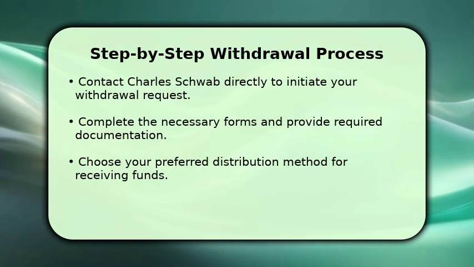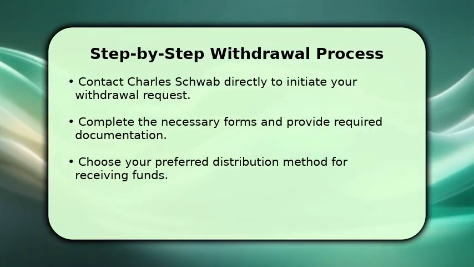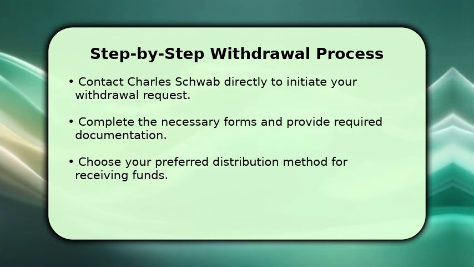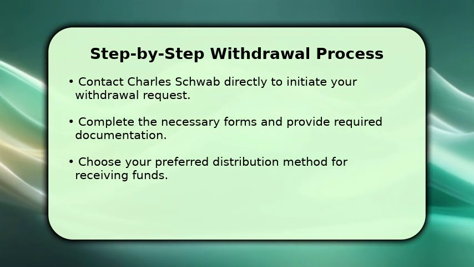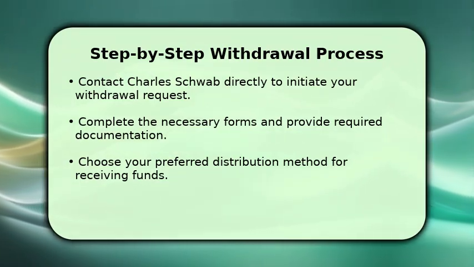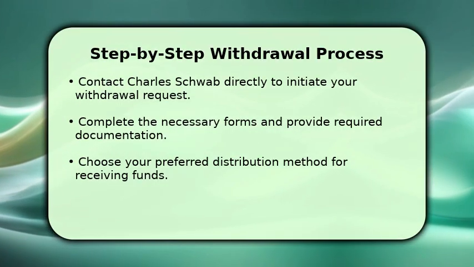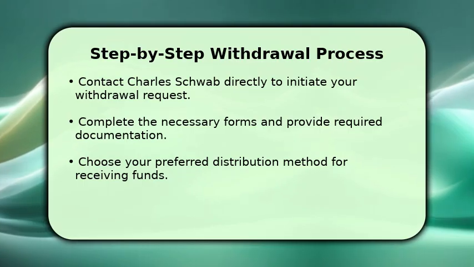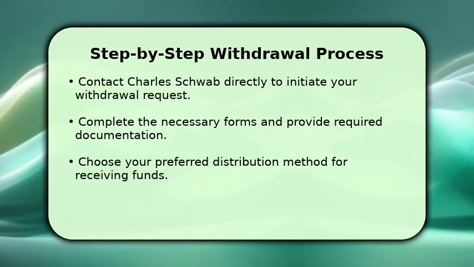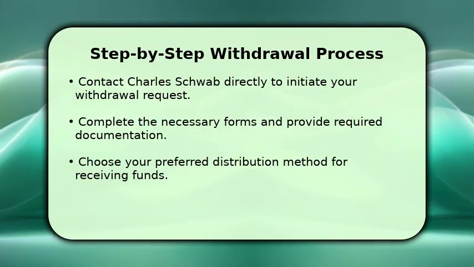To begin, contact Charles Schwab's Retirement Services team. They will guide you through the specific forms and documentation required for your chosen withdrawal type. You'll need to provide accurate personal and account information. Next, select how you'd like to receive your funds, whether as a lump sum, periodic payments, or a direct rollover. Ensure all details are correct to avoid delays in processing your request.